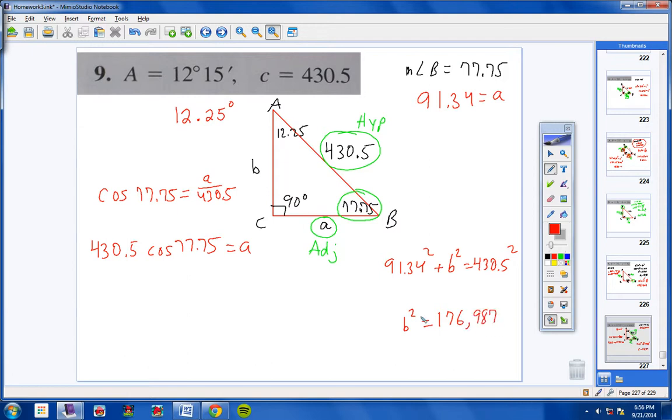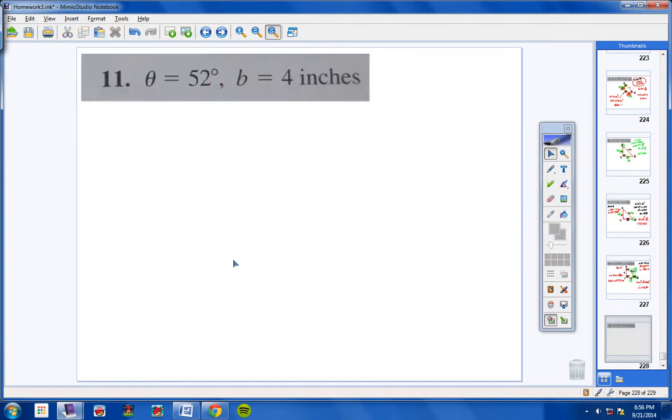176,987. I'm going to take the square root of both sides, and I'm getting this right here, students. I'm getting 420.698 or 420.70. Okay, so the last missing side, which is side B, is 420.70. Okay, so there we go. We've solved another right triangle. Okay, let's take a look now at number 11.